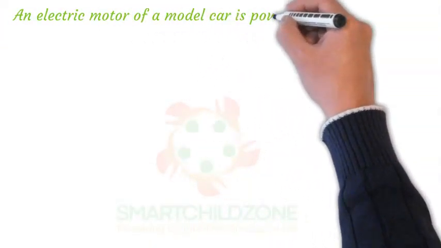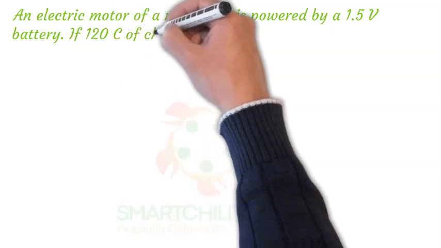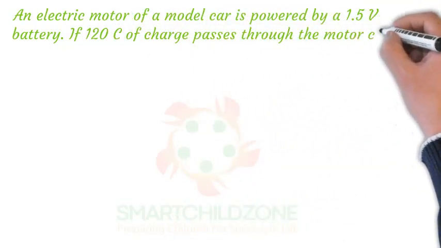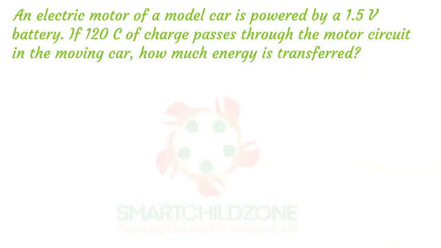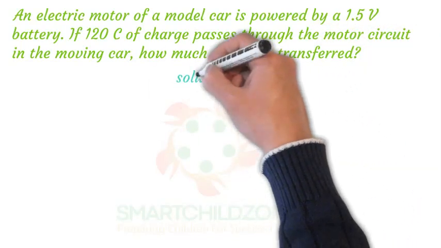An electric motor of a model car is powered by a 1.5 volt battery. If 120 coulomb of charge passes through the motor circuit in the moving car, how much energy is transferred?